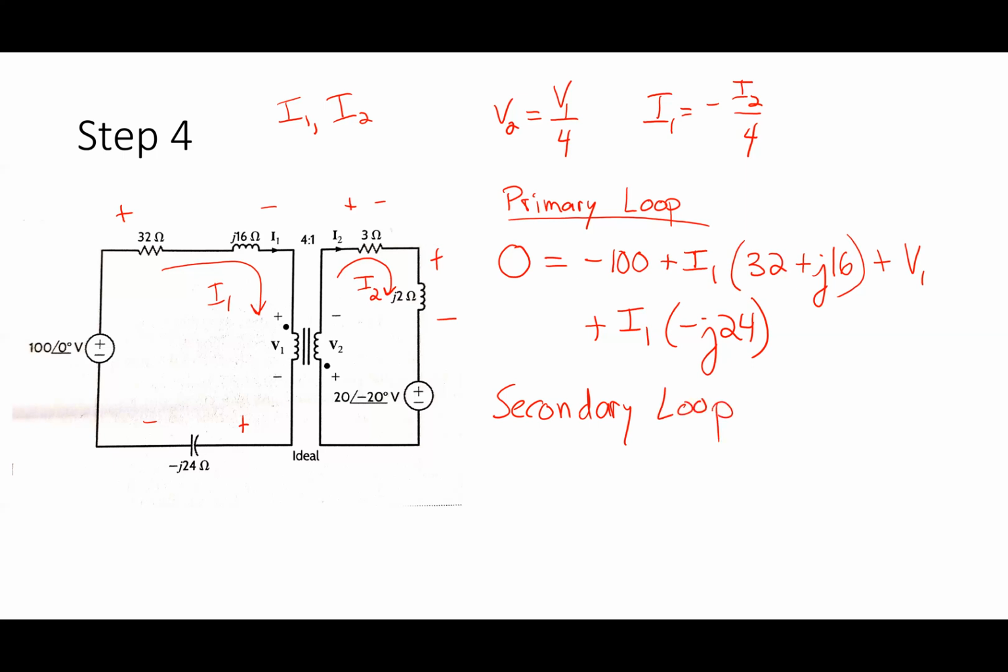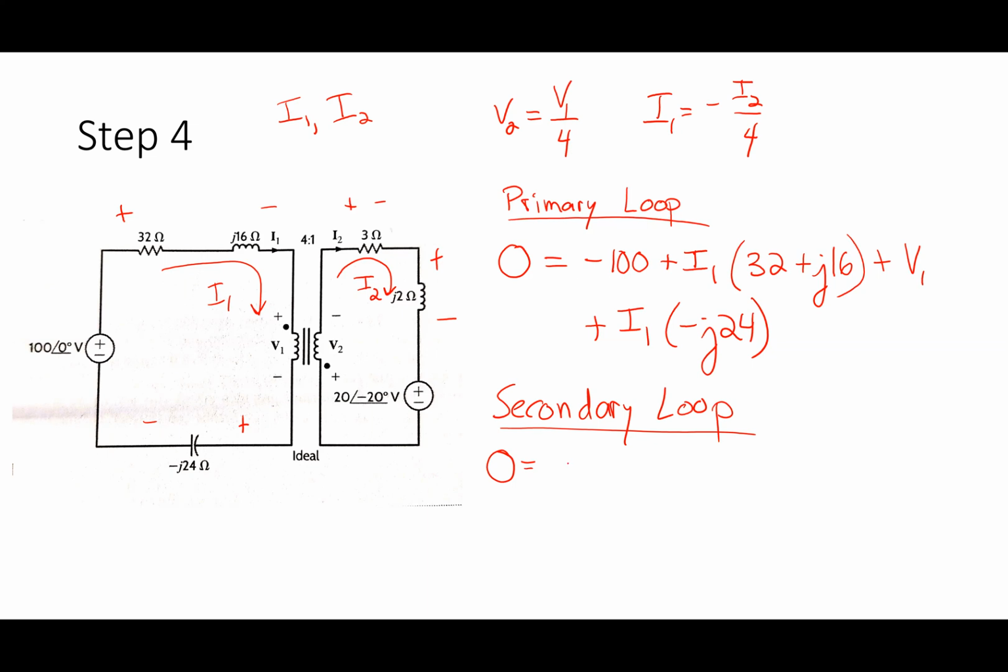So again, I'm going to start in the corner and go around in a clockwise way. I go through V2 first, through that secondary coil first. So when I go through that secondary coil, what am I doing? I'm going from plus to minus on V2.